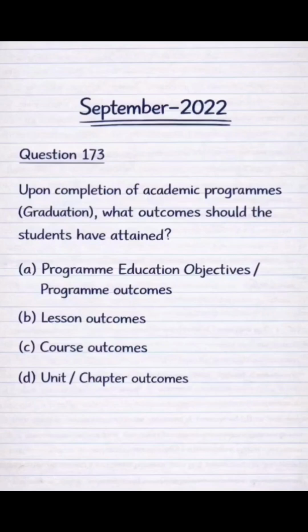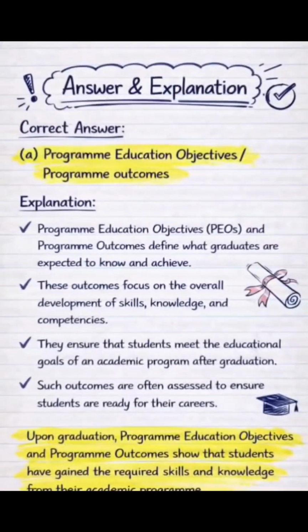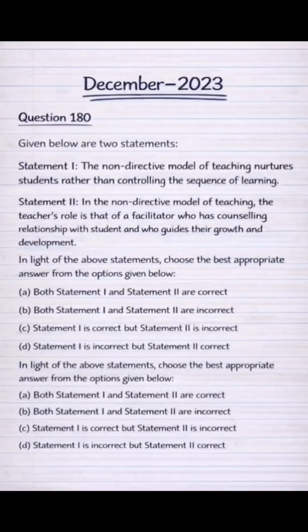After graduation, students should achieve program educational objectives and program outcomes. Therefore, the correct answer is option A. Now let's see the next question. Now let's understand this question. Here we have two statements about the.